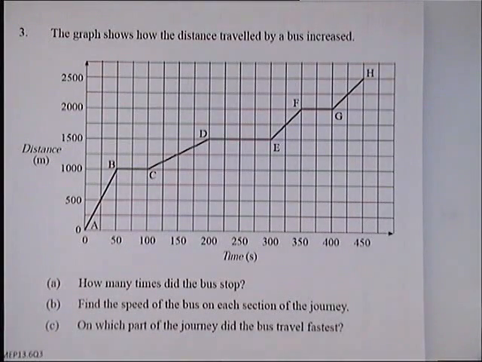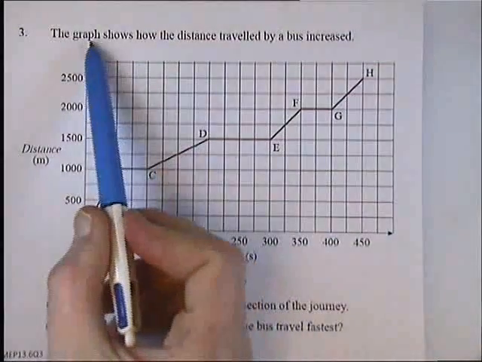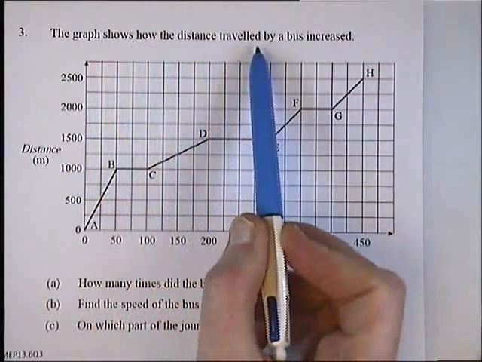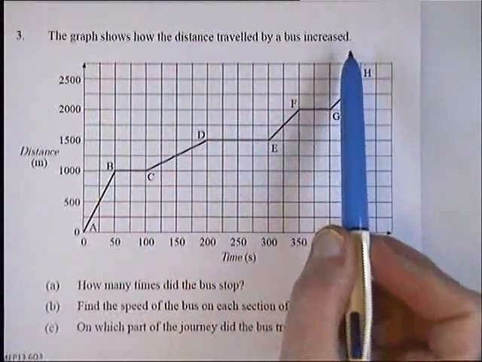This is a travel graph. It's a graph that shows a journey, and it's headed up. The graph shows how the distance travelled by a bus increased.